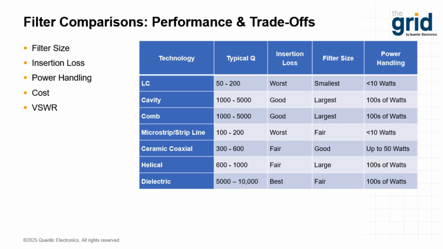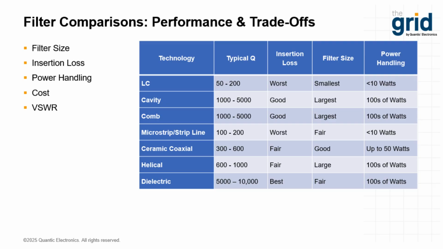This is a little chart I came up with that roughly shows what some of the trade-offs are between the different filter styles. LC filters typically have a quality factor that's fairly low. It provides you with one of the worst insertion losses of all the different filter types. Quality factor is a way to identify the suitability of the elements of the filter that you're using for filtering purposes. The higher the number, the more ideal the component is. And a number like a 50 to 200 range, like an LC filter has, is fairly low.